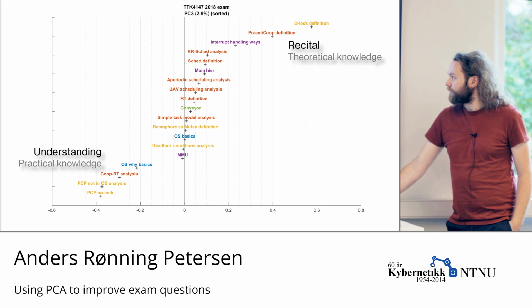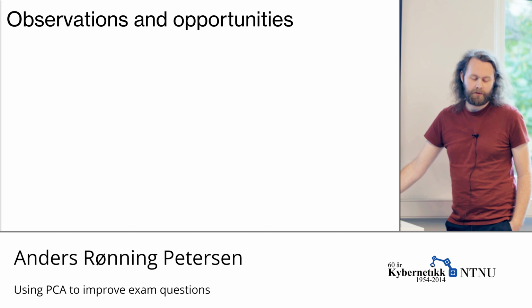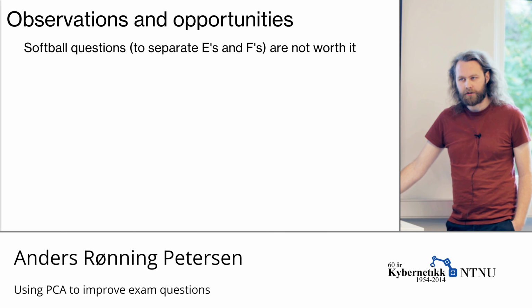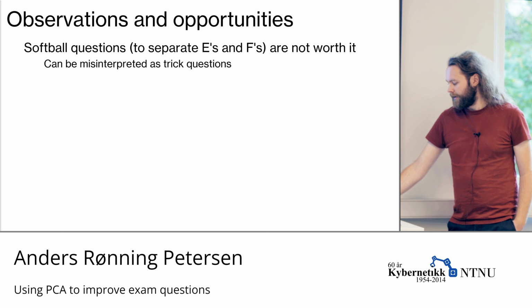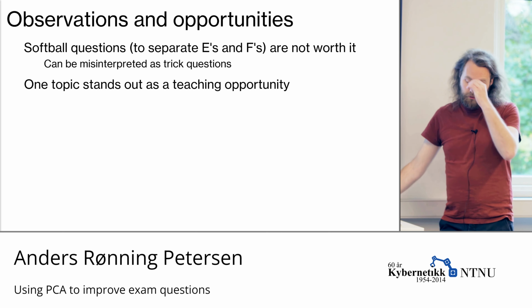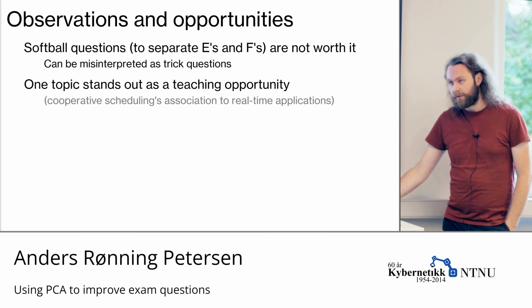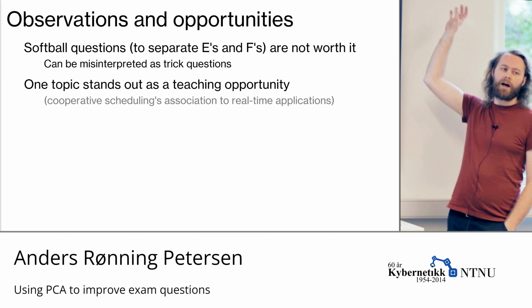So for this exam set specifically, let's look at some observations and opportunities from back in 2018. It's not going to apply anymore because all of this has been fixed. The softball questions meant to separate the E grades and the F grades, the failing grades, are not worth it because there's not enough information in those anyway. Ask harder questions. Also, they can be misinterpreted as trick questions, which I think happened to some extent there. There is one topic that stands out as a teaching opportunity, related to cooperative scheduling, because it was just a weird outlier.